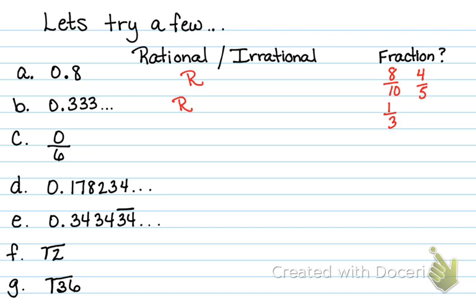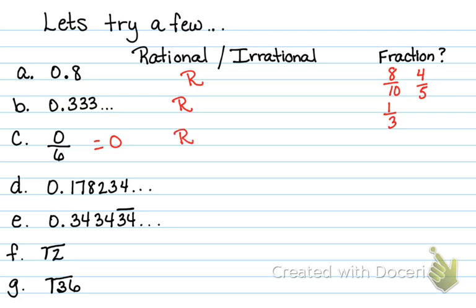0 divided by 6. Well, 0 divided by anything is going to be 0. So this is the same thing as 0. 0 can be written as a fraction, 0/6, still 0. And we know that it's ending. It's not a natural number, but it's a whole number. It's an integer, and it is rational. So this is a rational number.